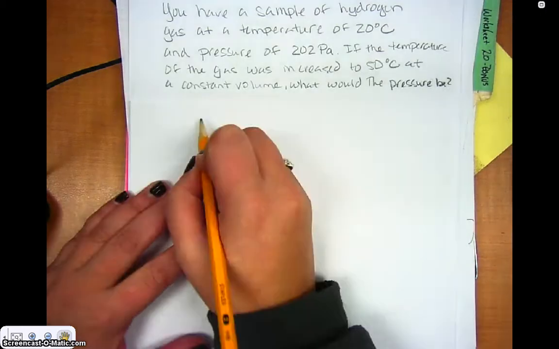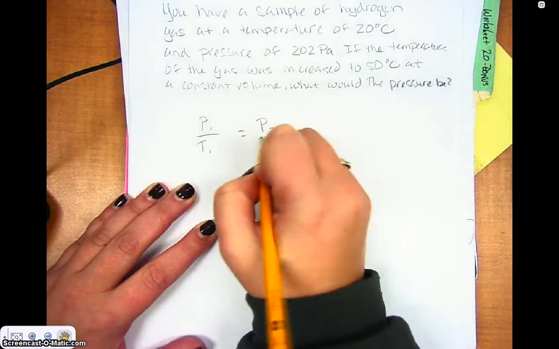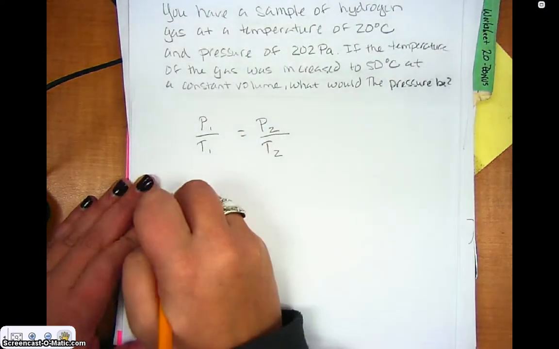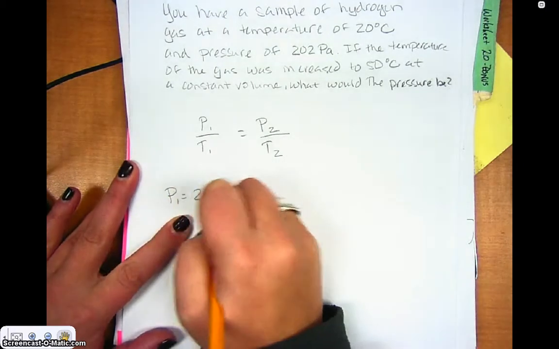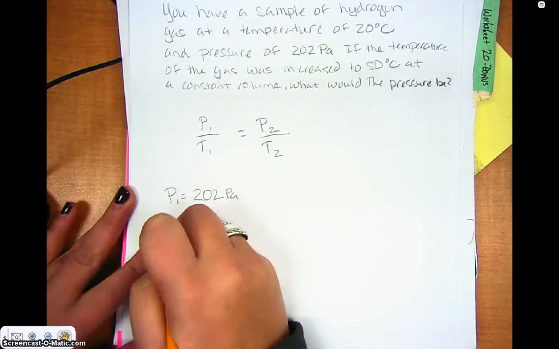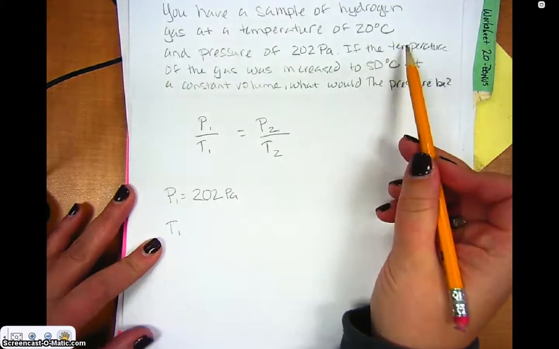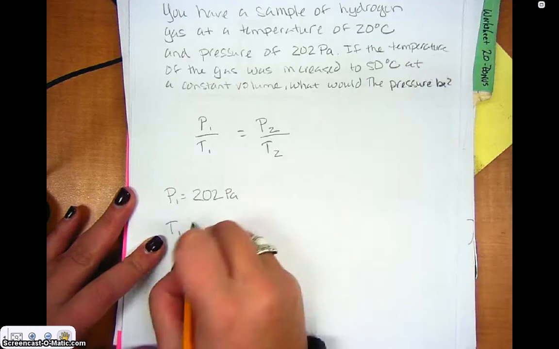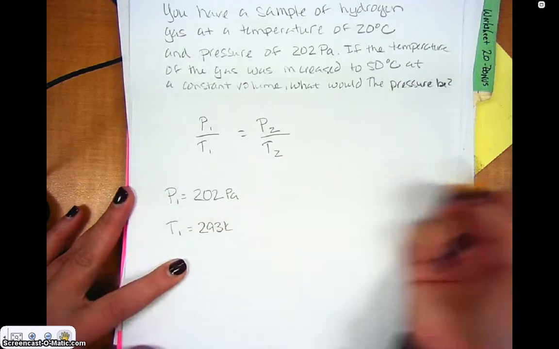So remember that we have P1 over T1 is equal to P2 over T2. So let's just go ahead and define our variables. So we have P1 is 202 pascals, and then we have our initial temperature at 20 degrees Celsius. Now remember, we're going to be doing this in Kelvin, so we're actually going to have to add 273 to that. So I'm going to have 293 Kelvin.